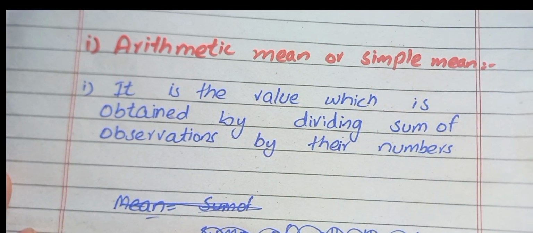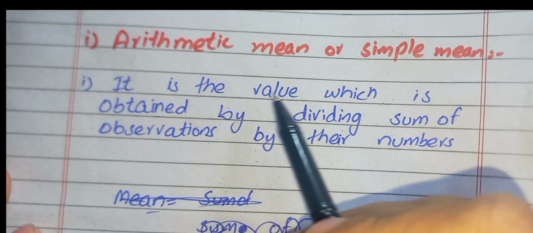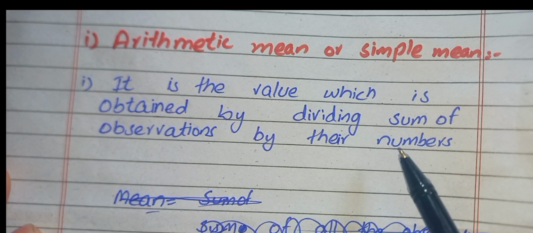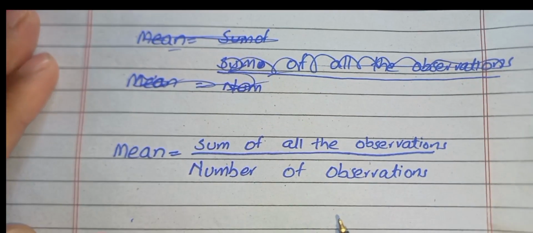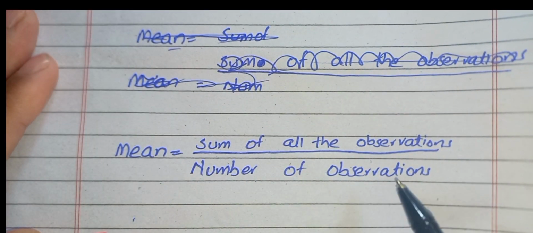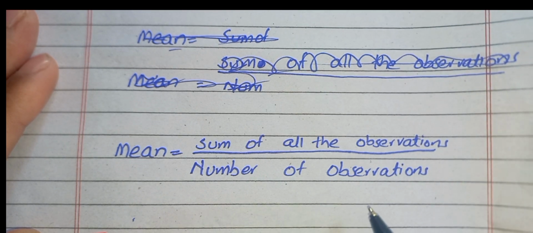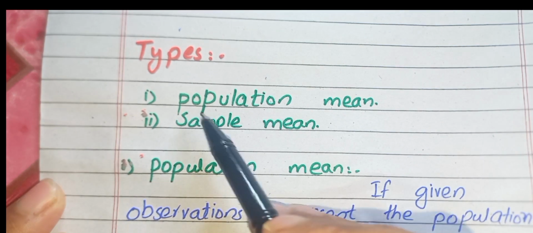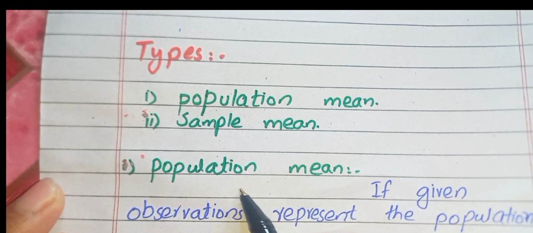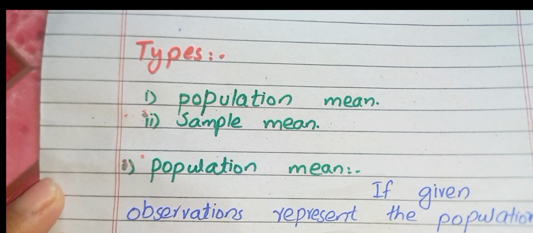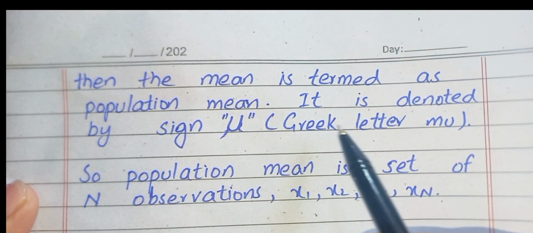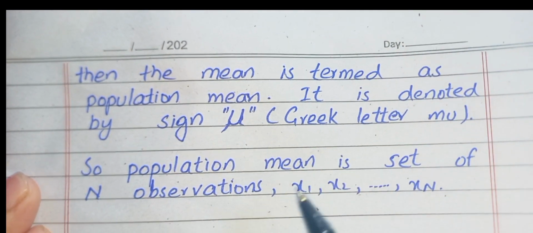Arithmetic mean or simple mean. It is a value which is obtained by dividing the sum of observations by their number. Mean is the sum of all the observations divided by the number of observations. There are two types of mean, population mean and sample mean. Population mean: if the given observations represent the population, then the mean is termed as population mean. It is denoted by the Greek letter mu.